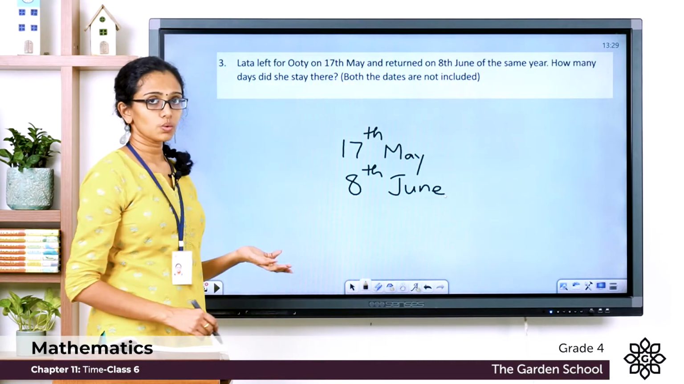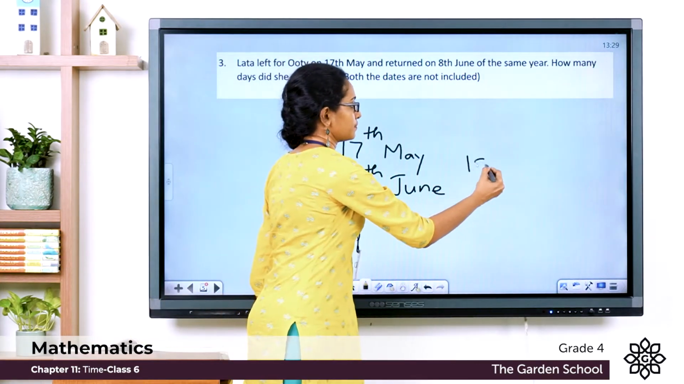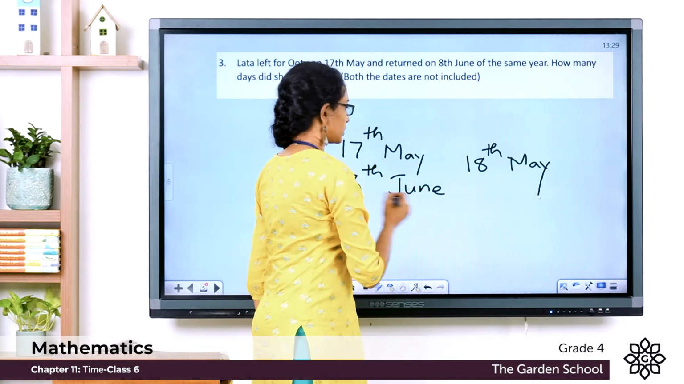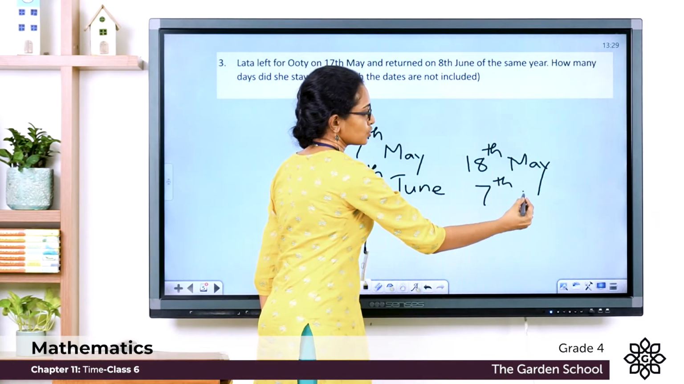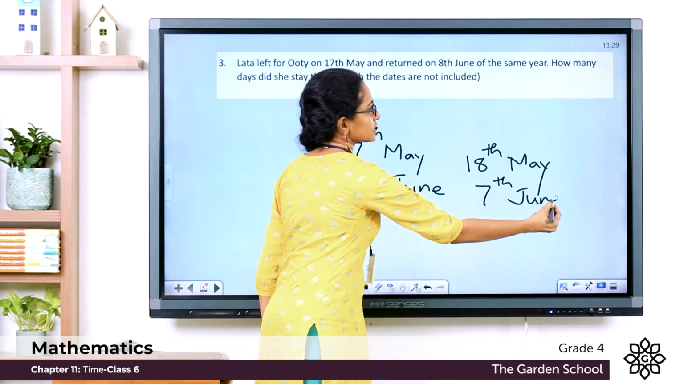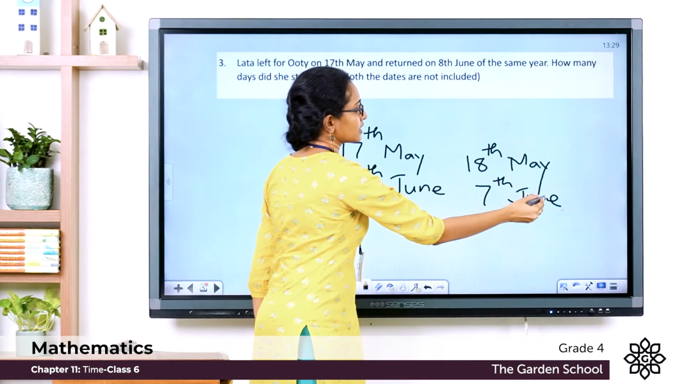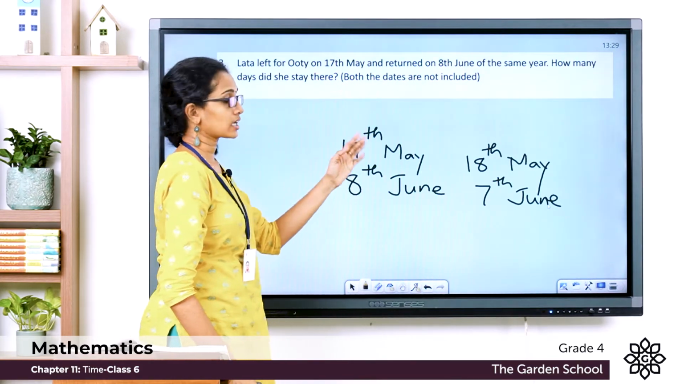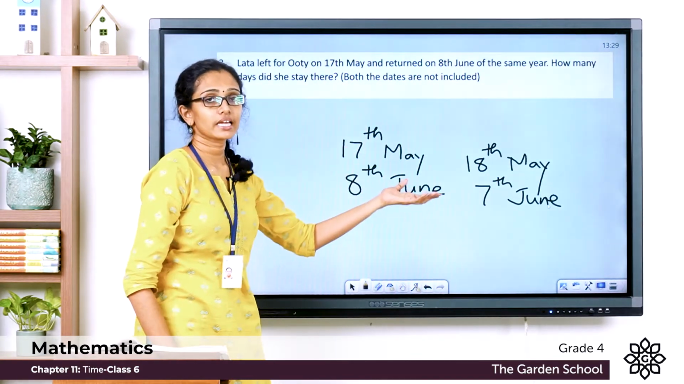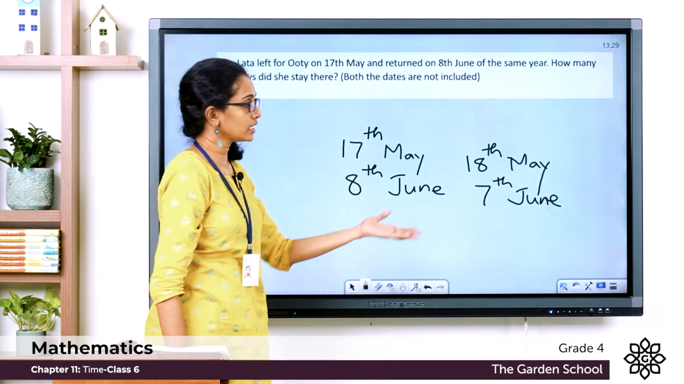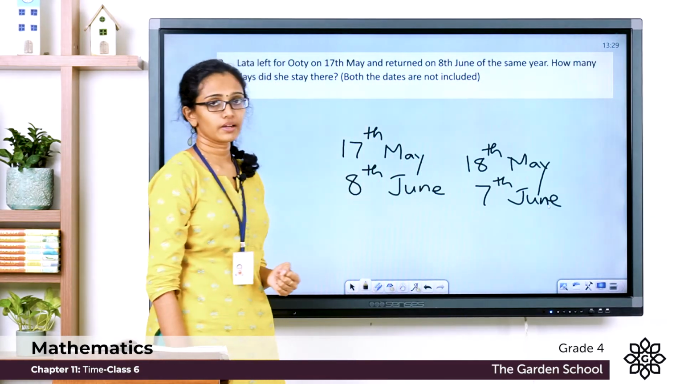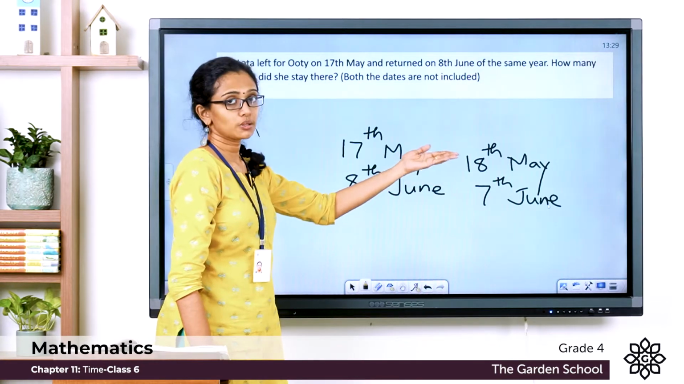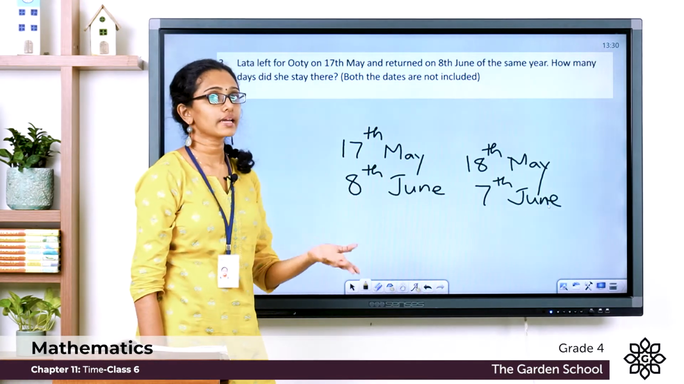So she stayed in Ooty from the 18th of May to the 7th of June, right? See, it is mentioned in the question that both the dates, the 17th of May and 8th of June, are not included in her stay in Ooty. So, she stayed in Ooty from the 18th of May to the 7th of June. Now, how many days are there from 18th May to 7th June? How do we calculate that?